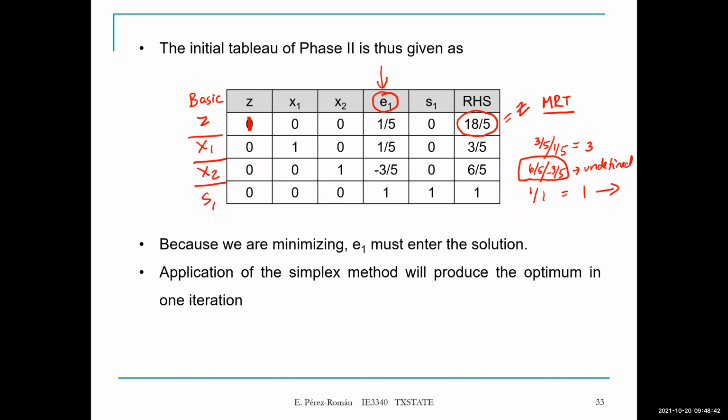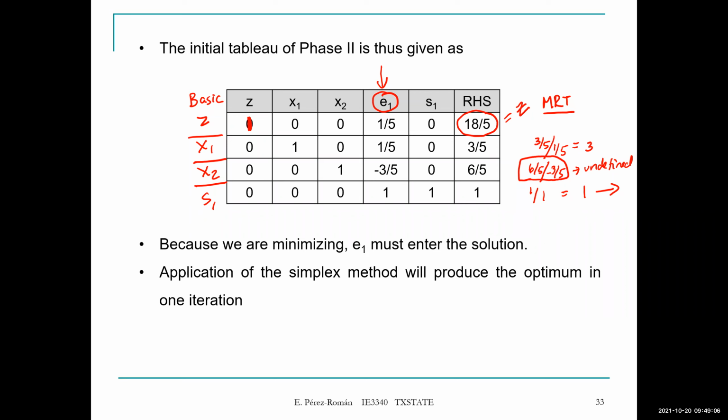So basically, what this is representing is, for this second constraint, it really doesn't matter what value E1 is going to have, because it's not going to make the other decision variables negative for that constraint. So we don't account the negative values.